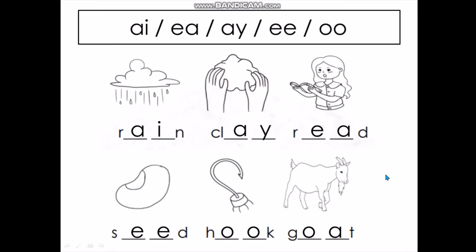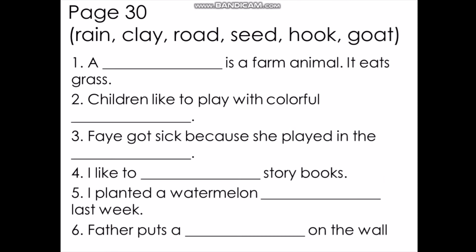Right, you are. So now let's answer on your paper. Write on your paper page 30 and write 1 to 5, answers only. So the choices are here: rain, clay, road, seed, hook, and goat. We just have to complete each sentence using these words that contain vowel digraphs.